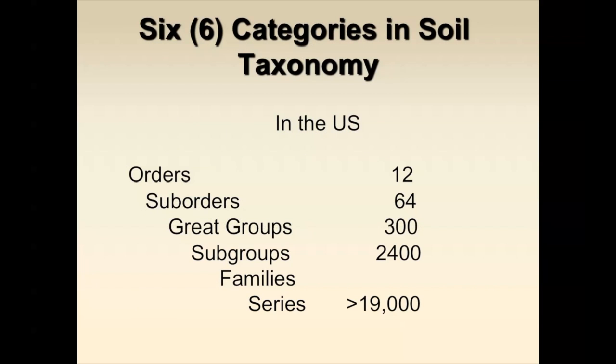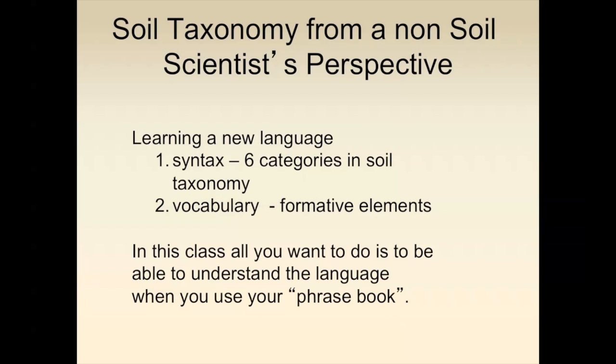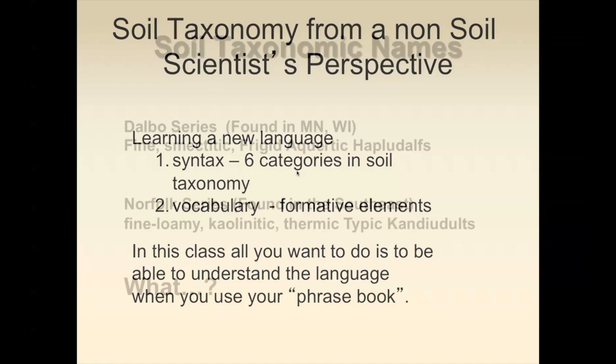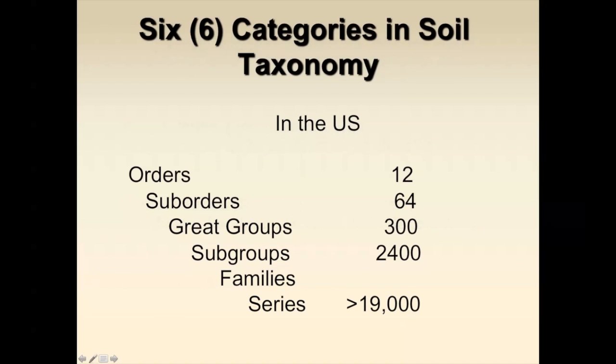Remember what I said, your syntax over here is that there are 6 categories in soil taxonomy. Let's go to those 6 categories. In the United States, we have 12 soil orders, 64 suborders, 300 great groups, 2,400 subgroups, somewhere between 2,400 and about 10,000 families, and then something like 19,000 soil series.